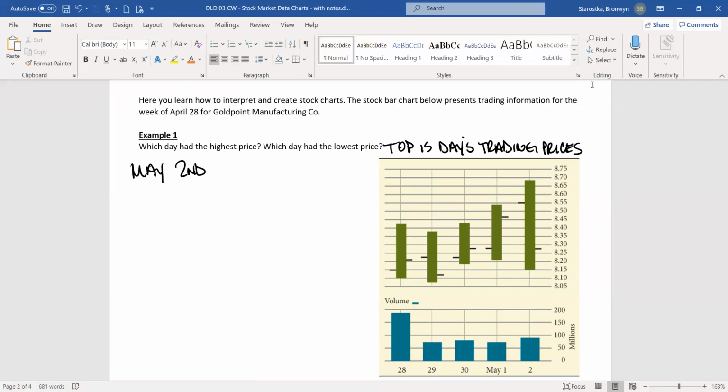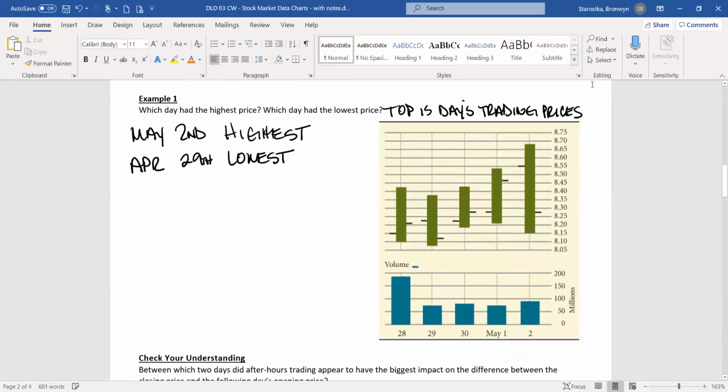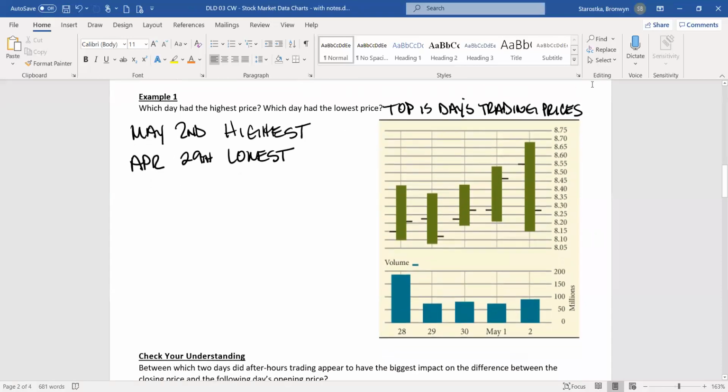Well, you can see that the lowest was on April 29th. And so that would correlate to right there.